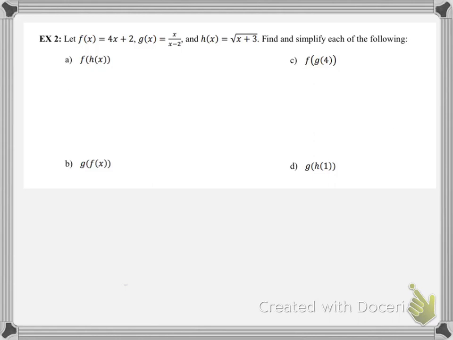So let's evaluate some. The first one we're going to evaluate is f of h of x. The key to all of these is doing it in two steps. Don't try to think of the whole thing at once. You want to think of it piece by piece. So you start on the inside. We're starting with h of x, and we see up here that h of x is equivalent to the square root of x plus 3. So I'm taking f of, and I'm just going to replace h of x with the square root of x plus 3.